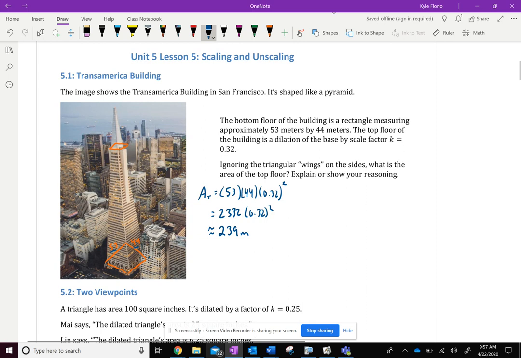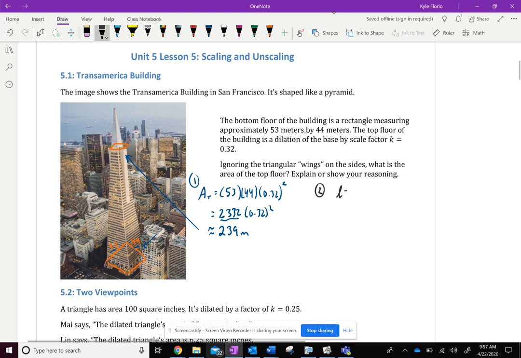So that's what this orange area is up here. The 2,332 is this area down here, the big area. So that's one way you could look at it. The other way is to break it up into two separate problems. We could just find the length and the width of the top room and multiply those together.